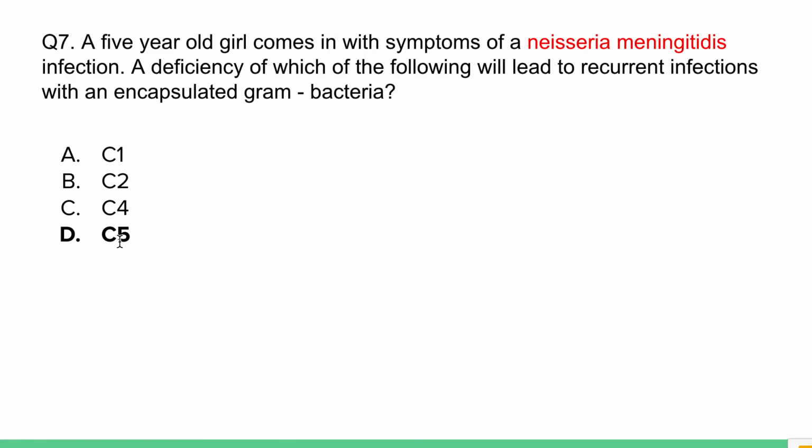That's all the questions that I have for you. Remember that when someone is getting recurrent Neisseria meningitis infections, it's usually a deficiency of complement 5. And that is all the questions.